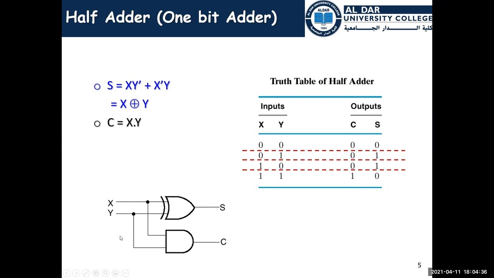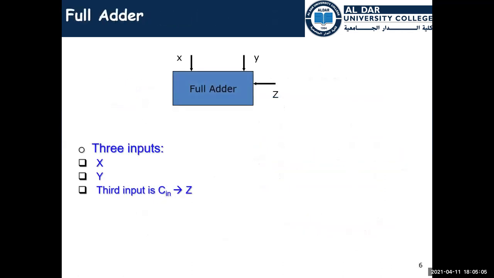Half adder means there is no input for the carry. The inputs are two inputs, they are not three inputs. If they are three inputs, this is a full adder, and we'll talk about the full adder soon. So there is no carry in. This means that we can sum two bits without carry in.